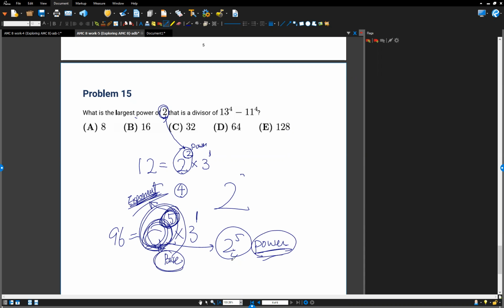Okay? You can calculate the power, or you can keep this one. 2 to the 5th power is 32. Okay, we're going to find this number, 32, like this one. The largest power, isn't it? Not 2 to the 4, because this is 2 to the 5. The exponent should be the largest one to get the largest power.